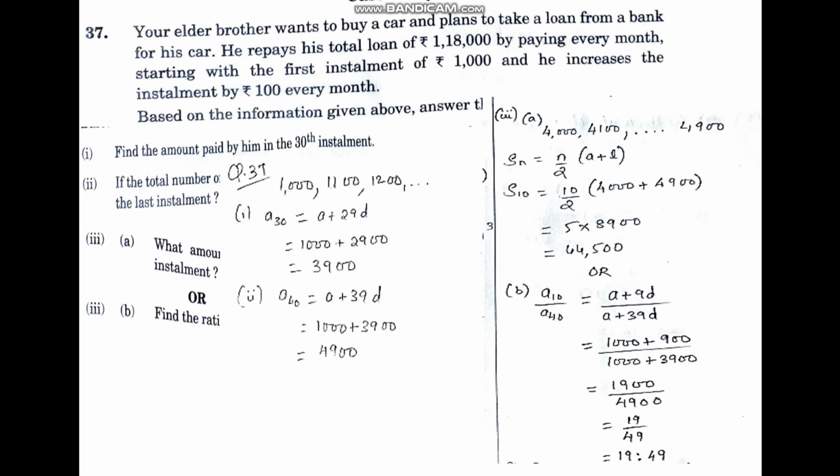What is the ratio of the 10th installment to the 40th installment? A10 upon A40, that is equal to a plus 9d upon a plus 39d. On substituting the value, we are getting the answer as 19 by 49. So the ratio is 19:49.